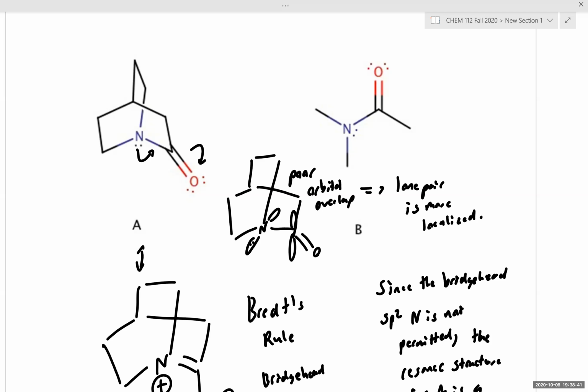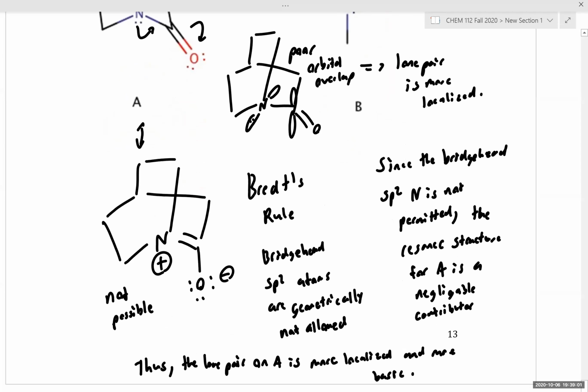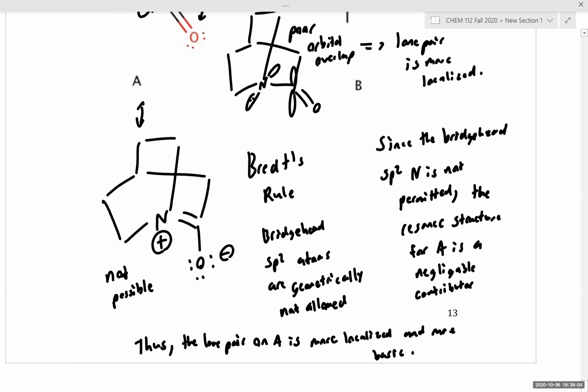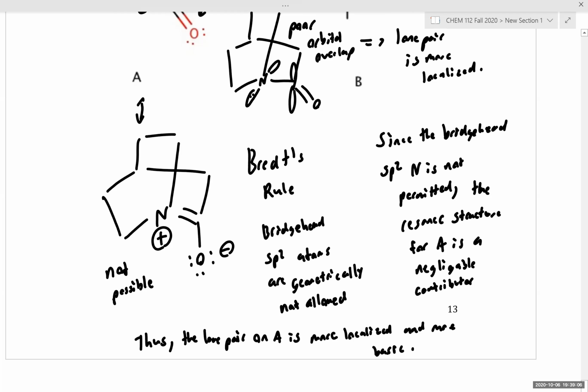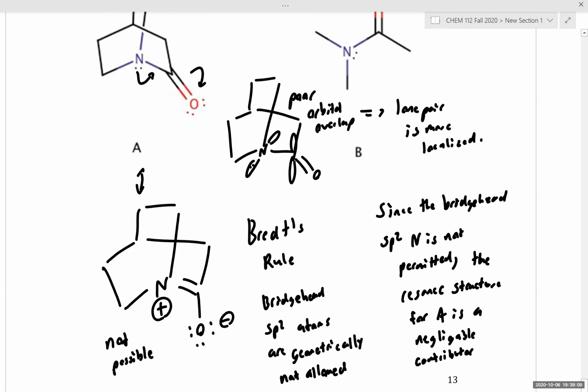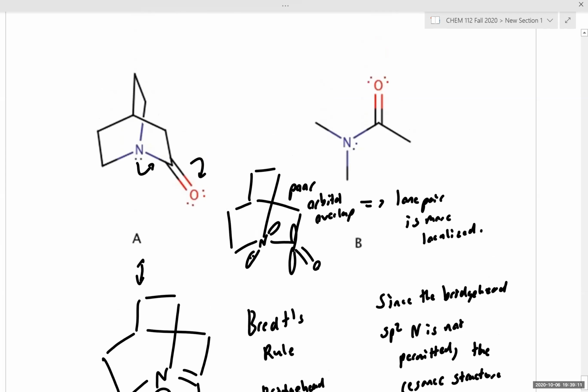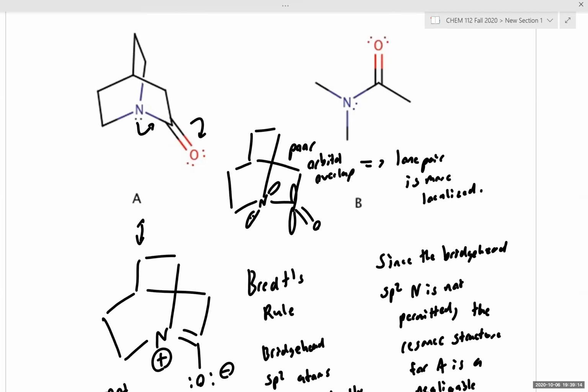So I gave points because the basic concept was present, but the full argument was not presented in a way that could fully explain why nitrogen A was more basic. And that's usually why I give partial points in this case. I was looking for at least some explanation of Bredt's rule and the geometric constraints in order to explain why this resonance contributor was so minor for this bridgehead amide. Does that make sense?